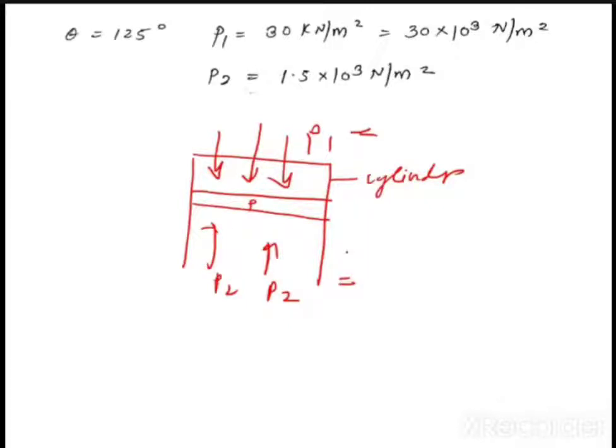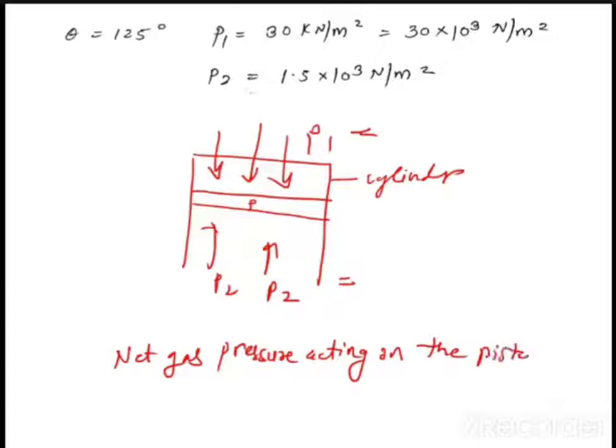So now tell me, the net gas pressure acting on the piston. I have already explained this. In case of the horizontal engine, listen once again. How will you calculate the net gas pressure acting on the piston? Let us call it PG. So that will be equal to P1 minus P2. In case of the horizontal engine, it will be like this.